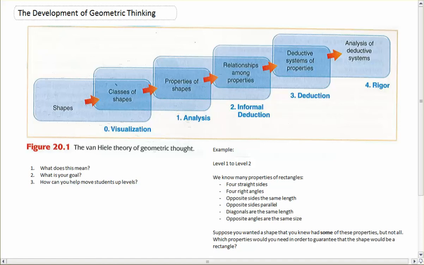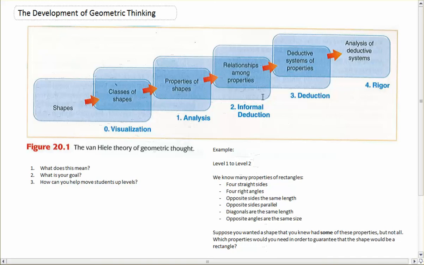So we've moved from just looking at them and saying, hey, they look like triangles, to saying, here's some specific properties. Next up, students move towards informal deduction, and you can see now they've moved from thinking about classes of shapes to properties. In level 2, they take these properties and they begin to think about relationships among those properties. We'll take a look at an example of how we might push students to do that in a bit.